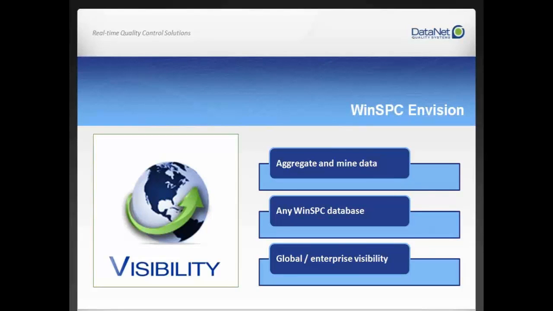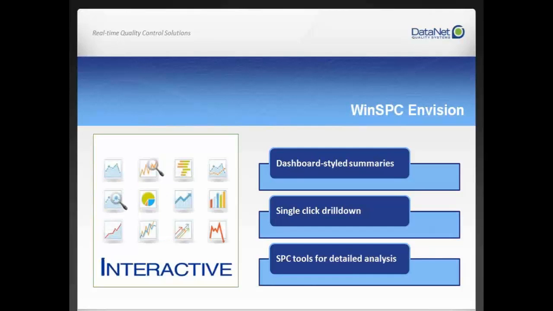And this could even be broadened out to your suppliers' databases or giving your end customers access to secure data. Third is interactivity, for users to move quickly from dashboard-styled summary views with quality metrics to individual statistical analysis of both product and process data using all the common SPC options like capability studies, control charts, and histograms.